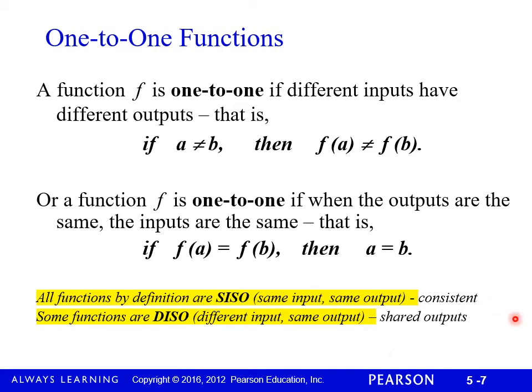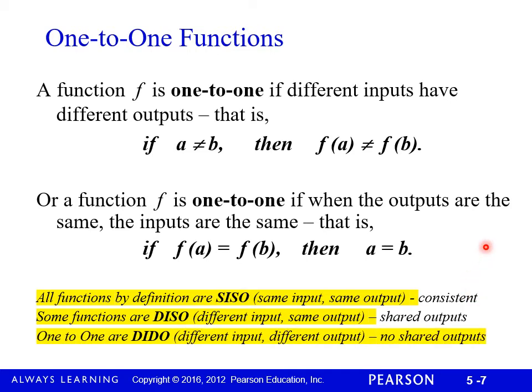Notice that 0 through 5 in that example all have the same output because the cost of your cell phone doesn't change because you stayed within the limits. But it's still a function. So with different inputs, they can have the same output. But DISO is not a one-to-one function. If it's DISO, different input, same output, then by definition it is not one-to-one, because in a one-to-one function, every input has its own unique output. So 1, 2, 3, 4, 5 would all have to have different outputs in order for it to be one-to-one.